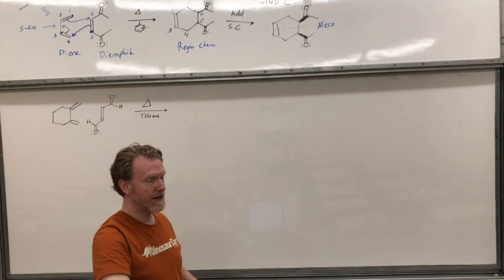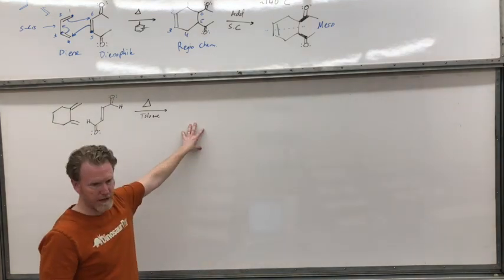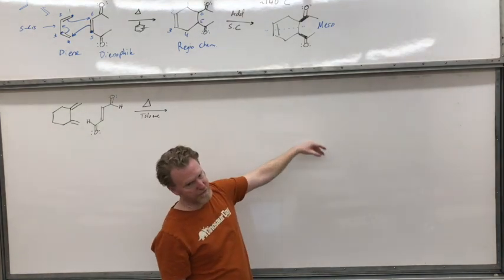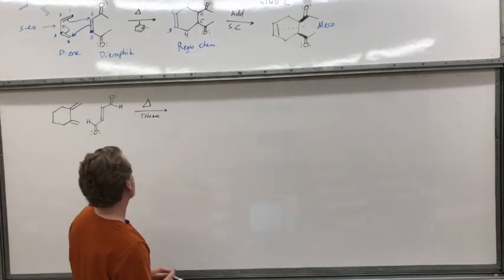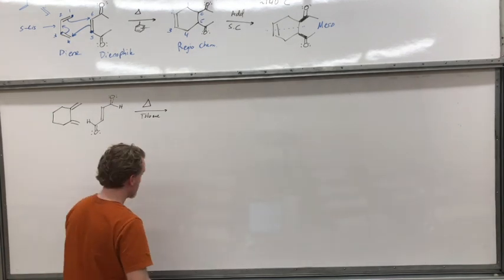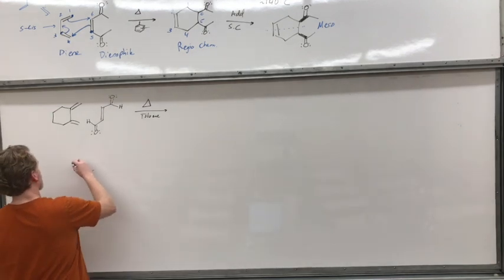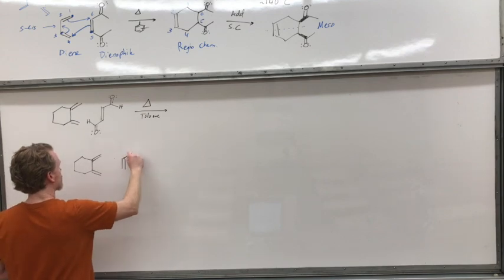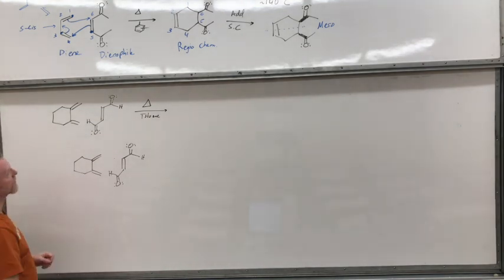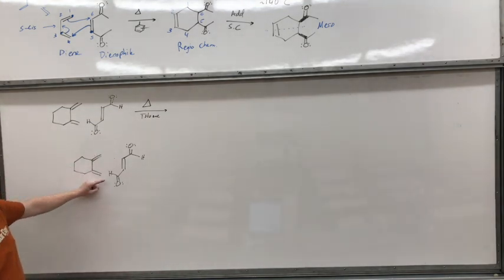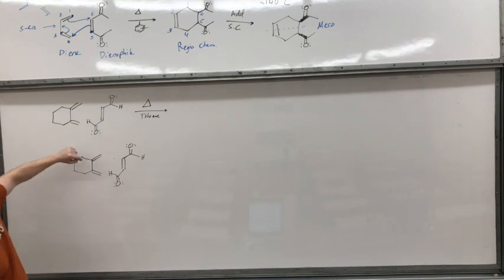Pause the video, try to draw the curved arrow mechanism, the regiochemical product, and then what you think the stereochem should be. Did you pause it? Okay, now you did. Now we're back. So let's work this out. This particular molecule is trapped in the S-cis type of conformation and can't go S-trans. More reactive, I predict, than that one.